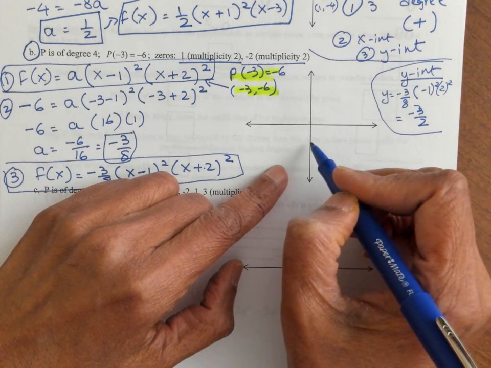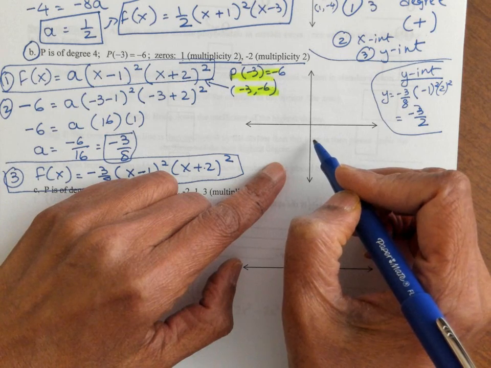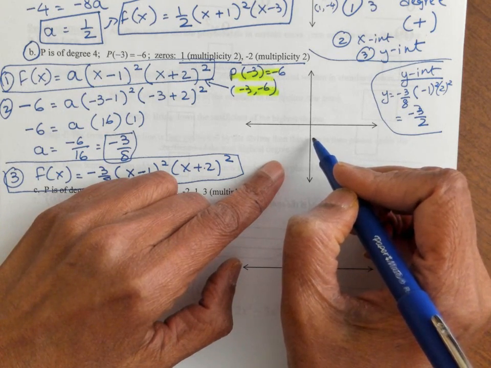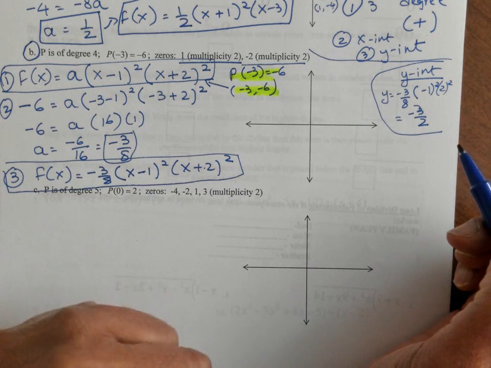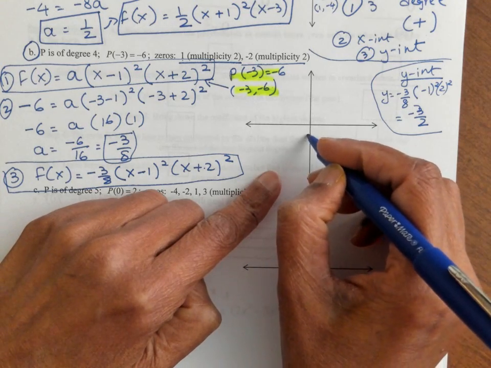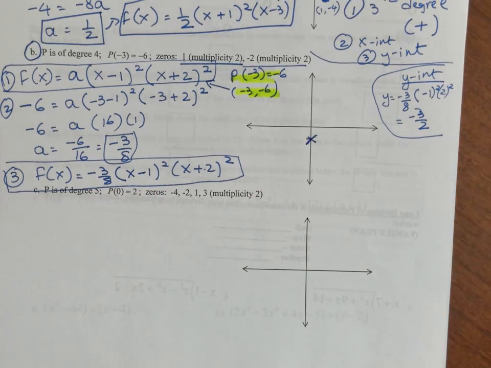Did everybody get negative 3 over 2 for the y-intercept? Is it the same y-intercept as the previous problem? It is, yeah. So this is your y-intercept. I've not done the end behavior as yet. It's the 4th degree, right guys?